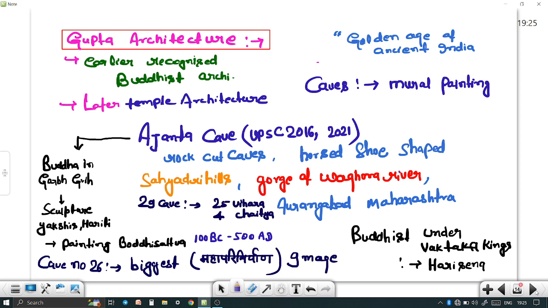In Ajanta cave, the sculpture of Buddha and the Garbhagriha is in the classical model. Heaviness is the general character of this sculpture. Sculptures of Yakshis and Hariti with children are significant here. The popular Bodhisattva Avalokiteshvara painting is depicted there as well. Now cave number 26 is the biggest and carved with a variety of Buddha images, and the biggest one in this cave is the Mahaparinirvana image.